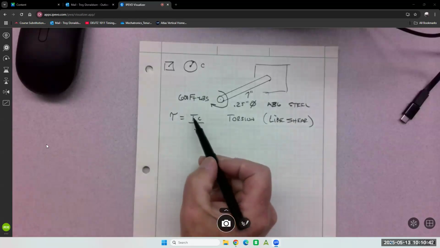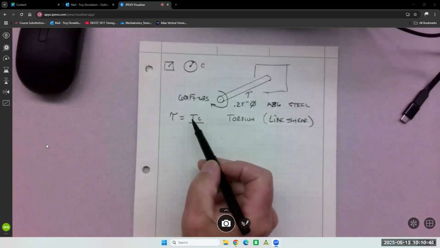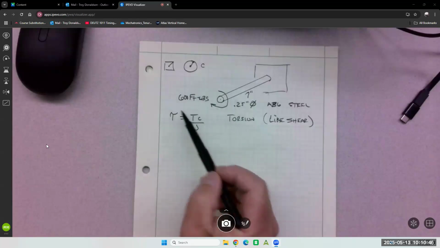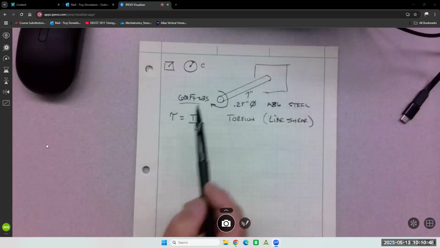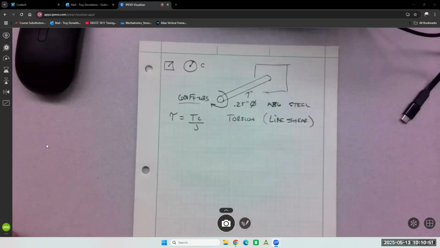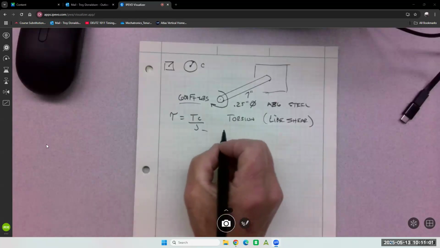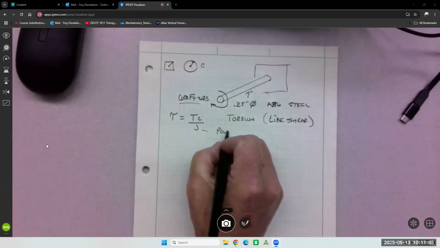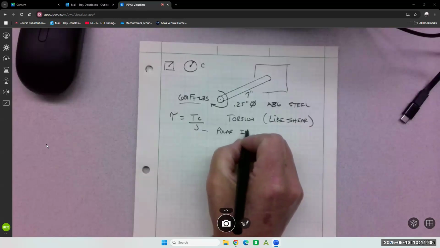So T is torque. If we don't know the torque, we have to calculate it. This example problem, I've given the torque at 600 foot-pounds. But if you're given loads out at the end, then you just have to calculate a torque. Is that J thing under it, deformation? Yeah, no, J is the polar inertia.